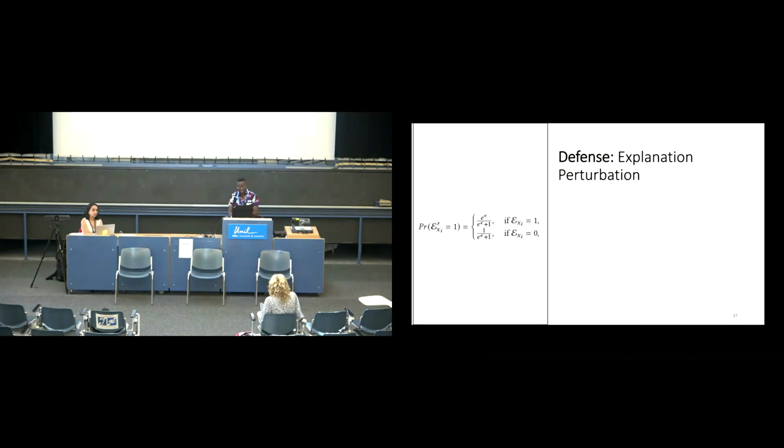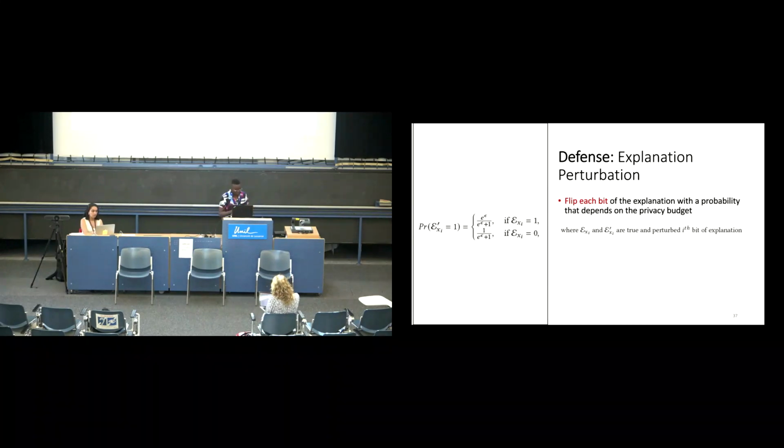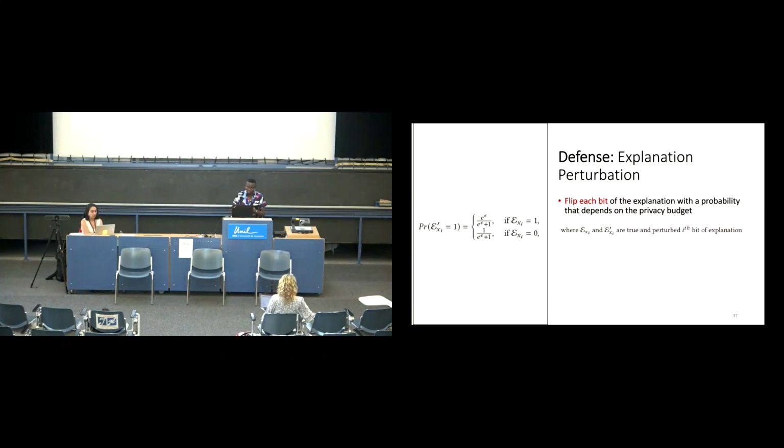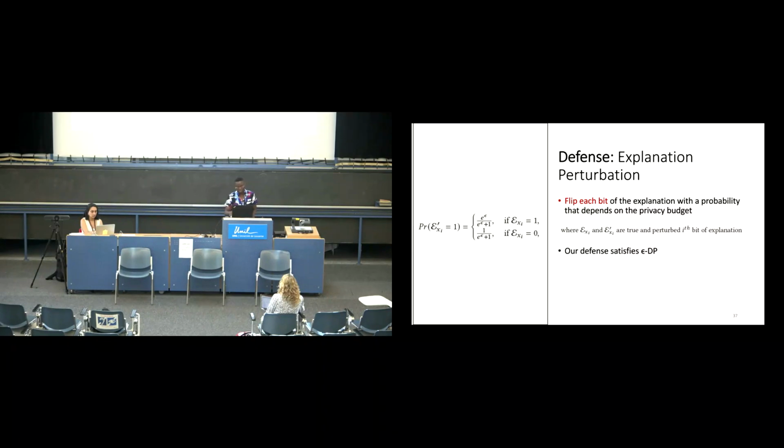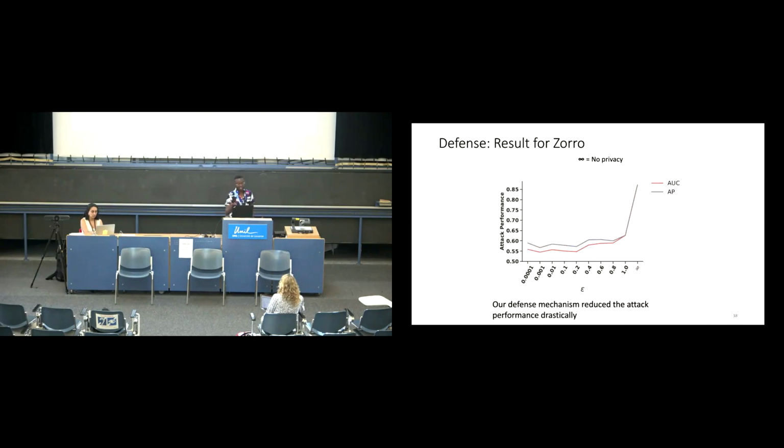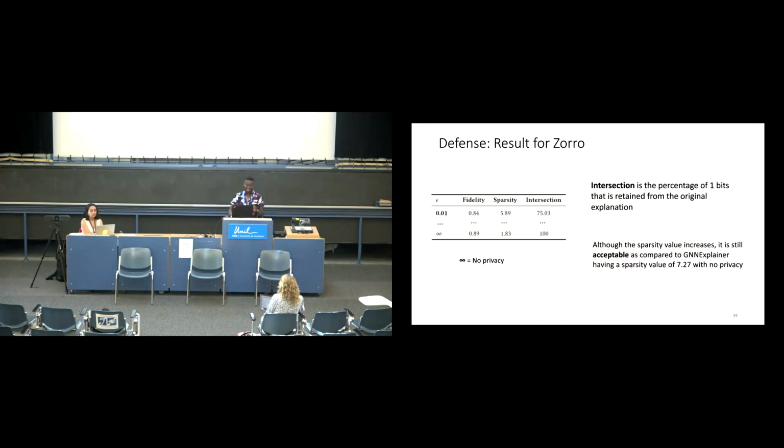And lastly, the defenses. We used the notion of randomized response, and we flip each bit of the explanation based on a probability, which is based on the privacy budget. And of course, we also show that we satisfy epsilon differential privacy. And what we see is that it really reduces the attack drastically, but there's a caveat.